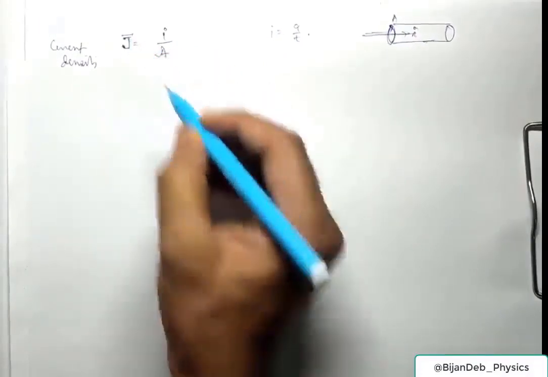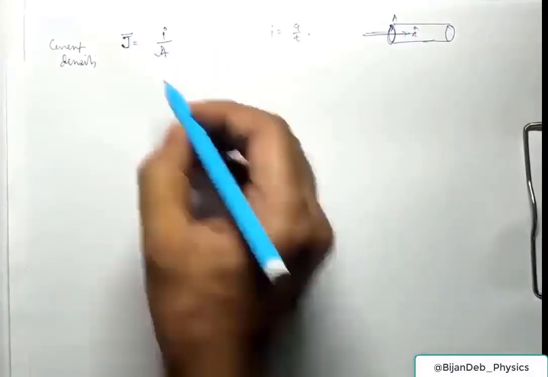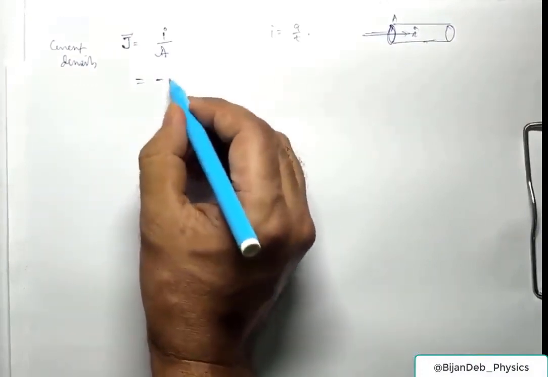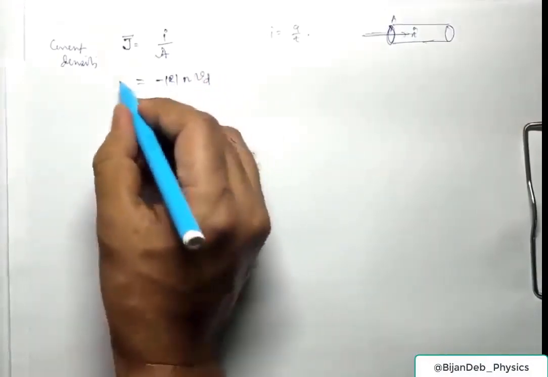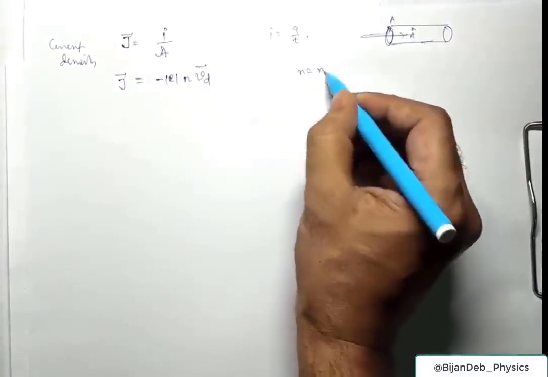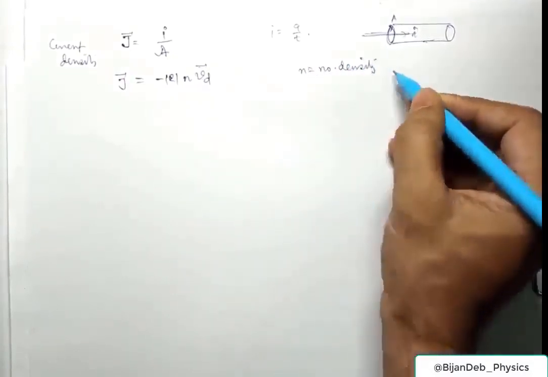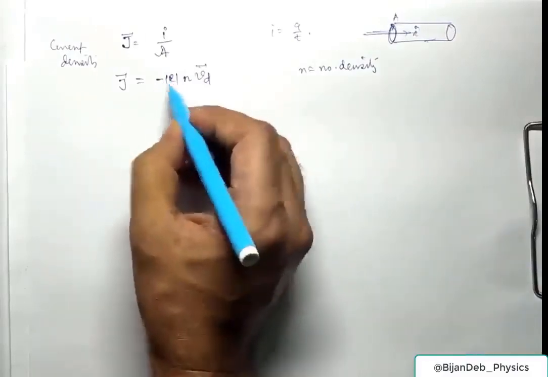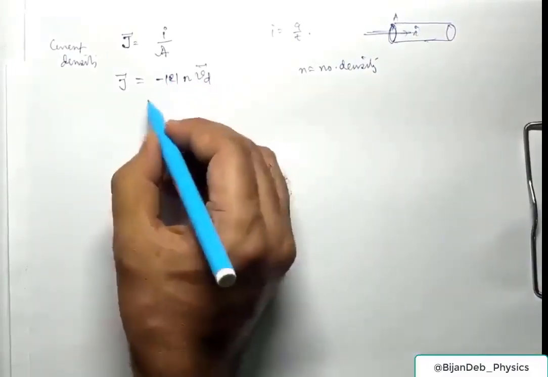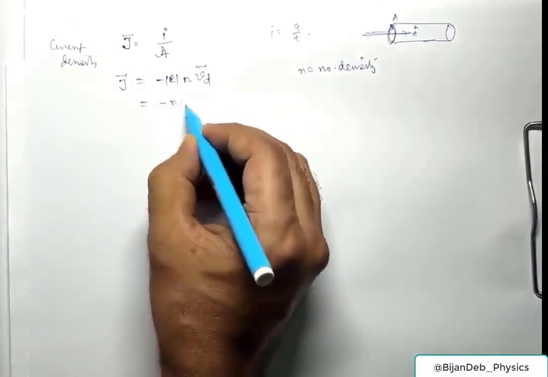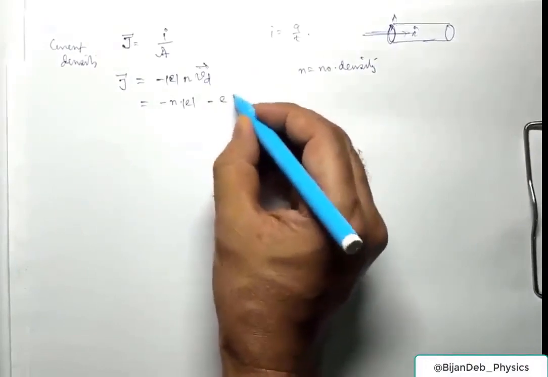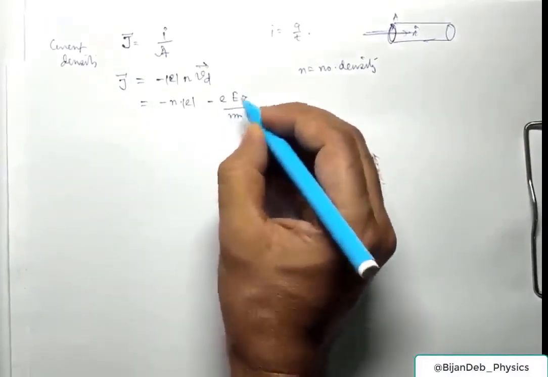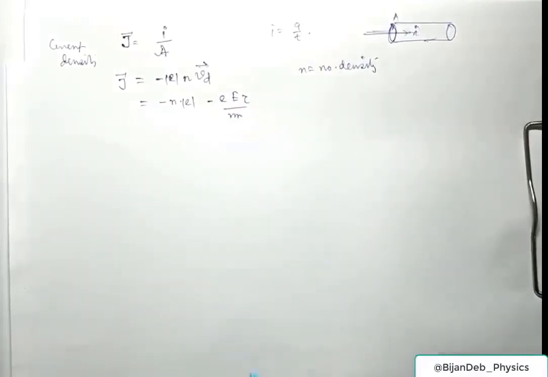So we'll use this formula J, you can use small j or capital J, anything. We know from classical theory this relation is J = -e n v_d. What is n? n is the number density of electrons per unit volume, and -e is the charge, so n e v_d. Now v_d is the drift velocity. Just now we found out the drift velocity: v_d = -e E tau by m. This we found in the earlier equation 3.